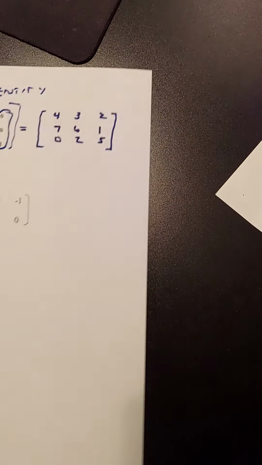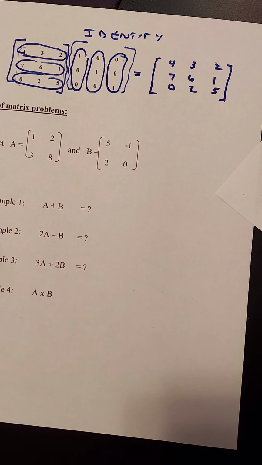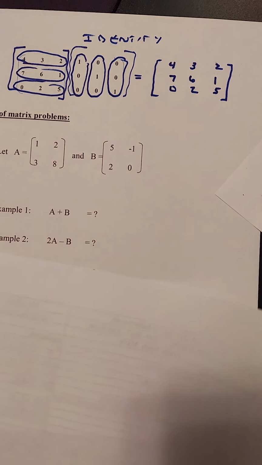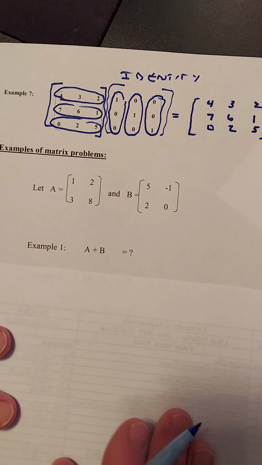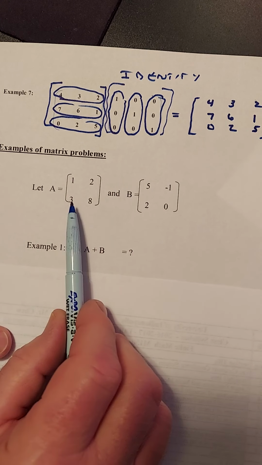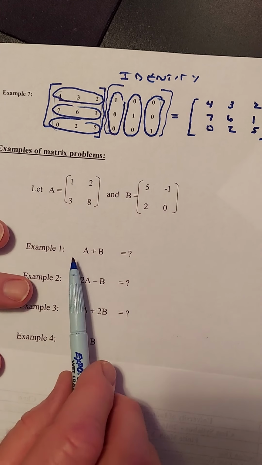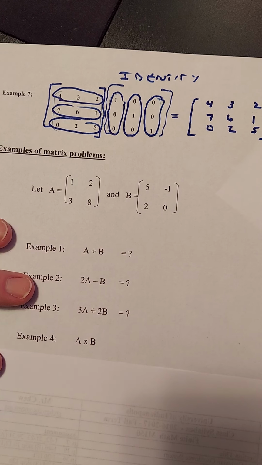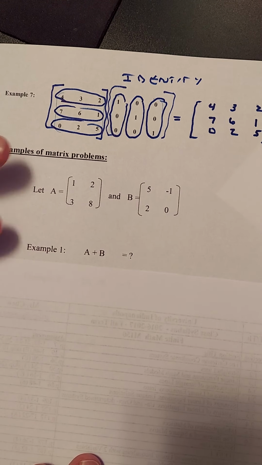Okay, so this is my last page of notes for this. So let's see how I do here. Many times on a test, if I was testing whether you know the basic operations, I'll give you two matrices. I'll say let A be this one and B be that one. And then I'll give you the problems. You can see here where it says A plus B, 2A minus B, 3A plus 2B, and A times B. So I can get 4 problems in a short amount of area.